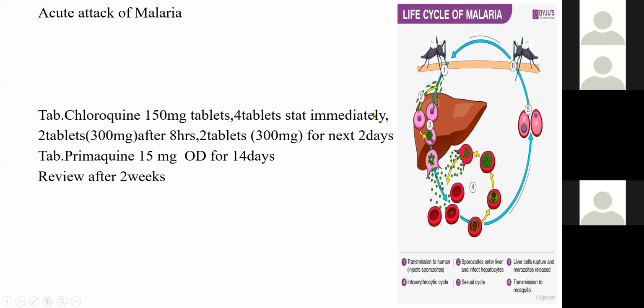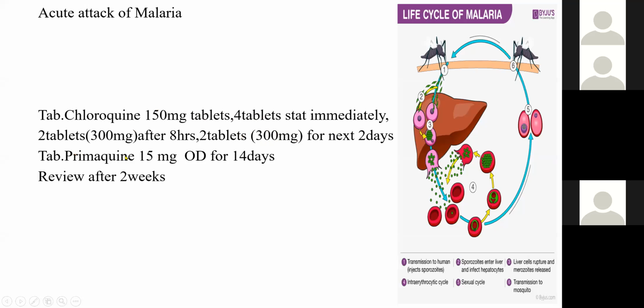So when it is diagnosed, we will test the peripheral smear, and if the diagnosis is confirmed, immediately you have to start the tablets. 4 tablets, that is 150 into 4, that is 600 milligram. Immediately we have to give. Then after 8 hours, if you are giving at 10 o'clock, 10 plus 8, that is 6 o'clock, again you have to give 2 tablets, that is 150 into 2, that is 300 milligram. Then the next day and for another 2 days, again 2 tablets. That is the chloroquine schedule.